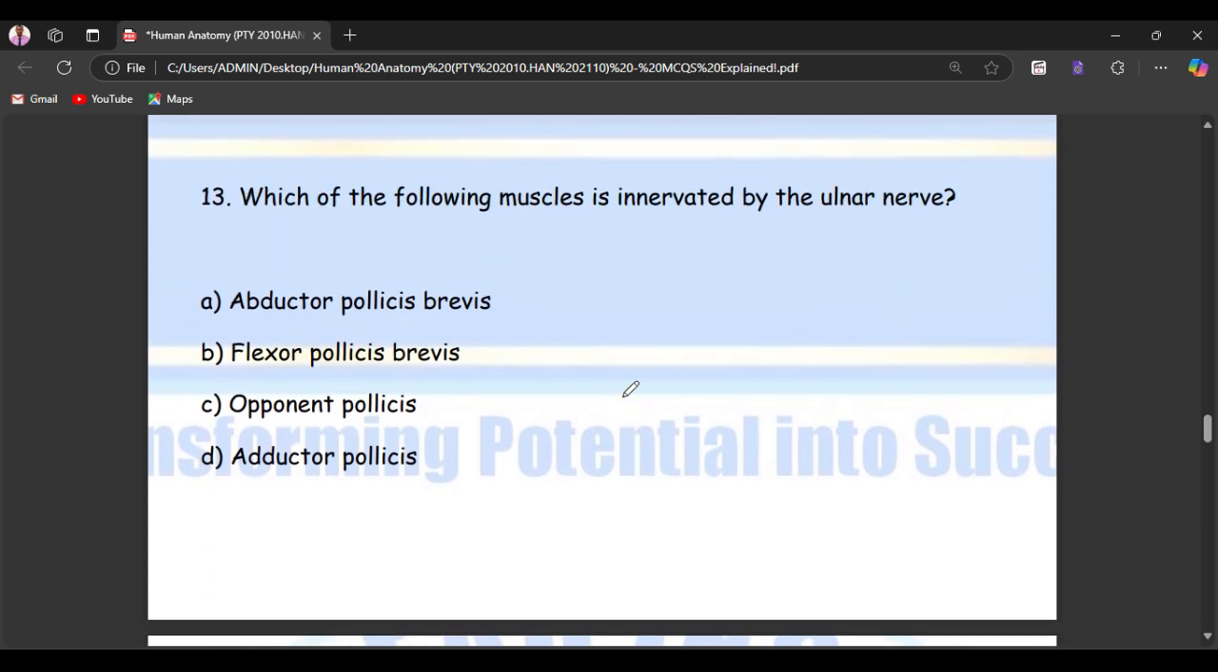We go to question number 13. Question number 13 says, which of the following muscles is innervated by the ulnar nerve? On this one, very straightforward, our answer is D.